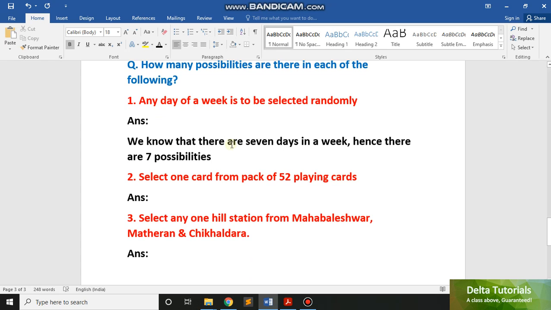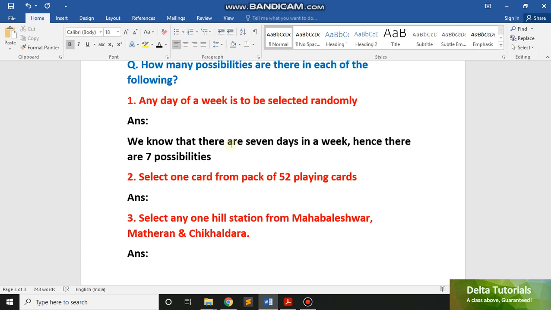So the number of possibilities is 7 if any day of a week is to be selected randomly, because randomly any day can be selected. From Sunday to Saturday all the 7 days can be selected. They have equal possibility, so there are 7 possibilities of a day getting selected.